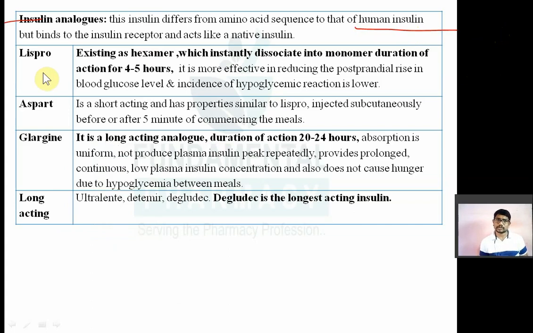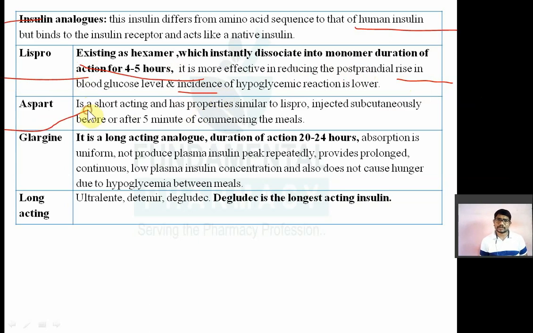The first one is lispro insulin. It exists as a hexamer, which instantly dissociates into monomer. The duration of action of lispro is around 4 to 5 hours, and it is more effective in reducing the postprandial rise in glucose. Also, hypoglycemic incidence is lower than with native insulin.